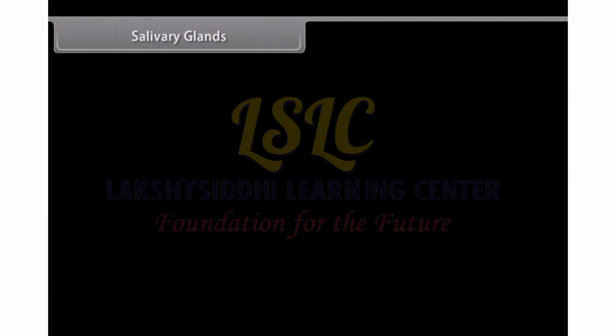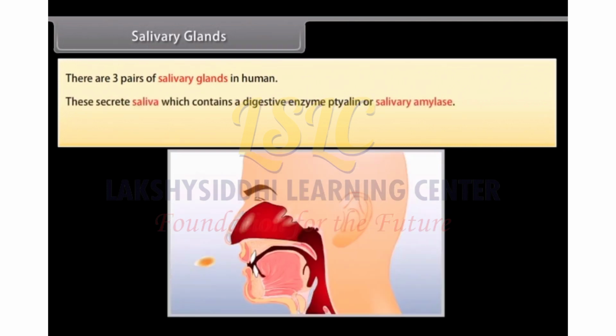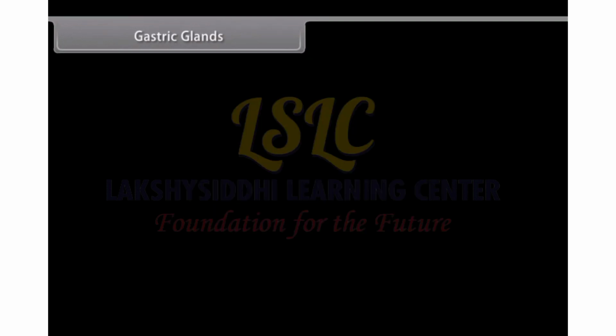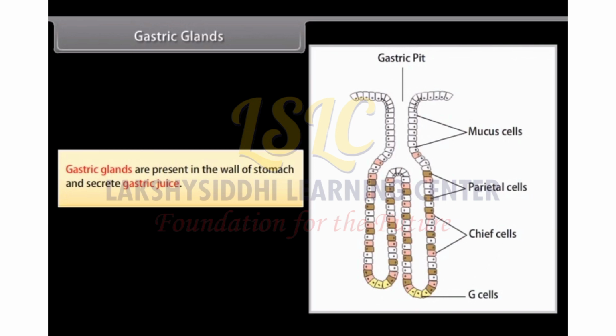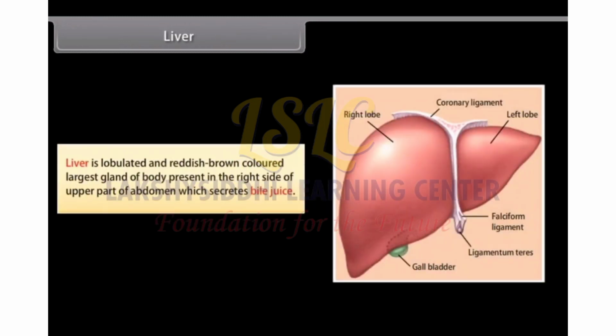Salivary glands. There are 3 pairs of salivary glands in humans. These secrete saliva, which contains a digestive enzyme ptyalin or salivary amylase. Salivary ducts open in the buccal cavity. Gastric glands. Gastric glands are present in the wall of the stomach and secrete gastric juices. Liver. Liver is a lobulated and reddish-brown colored largest gland of the body, present on the right side of the upper part of the abdomen, which secretes bile juice.